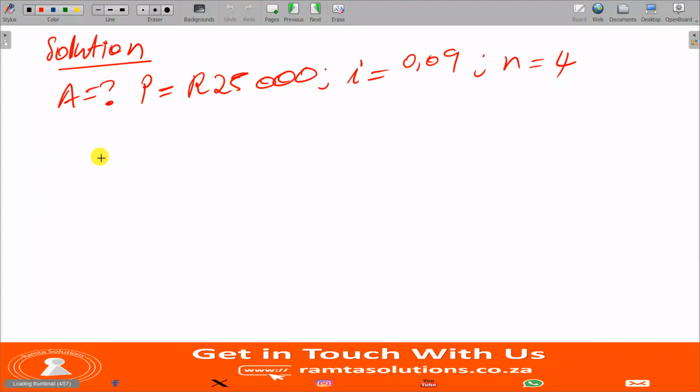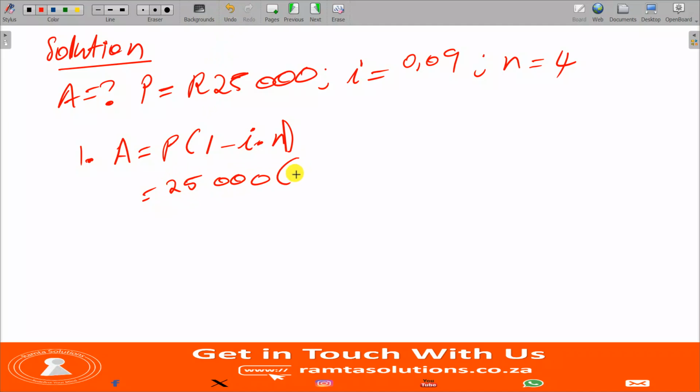All right. Now, the first one is using straight line depreciation. With straight line depreciation, we say A equals P into 1 minus I times N. So this is 25,000 rands, open bracket, 1 minus the interest rate, which is 0.09, times the number of years, which is 4.